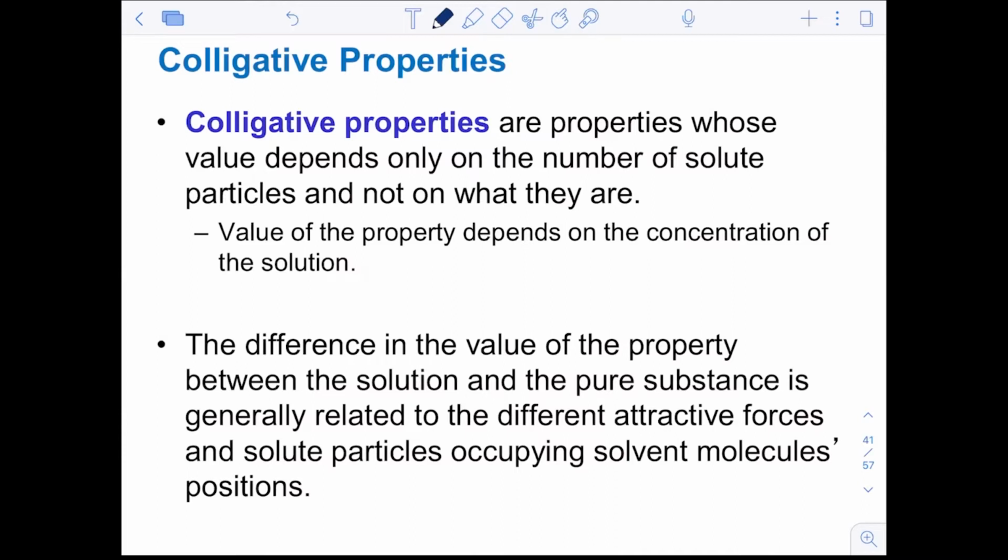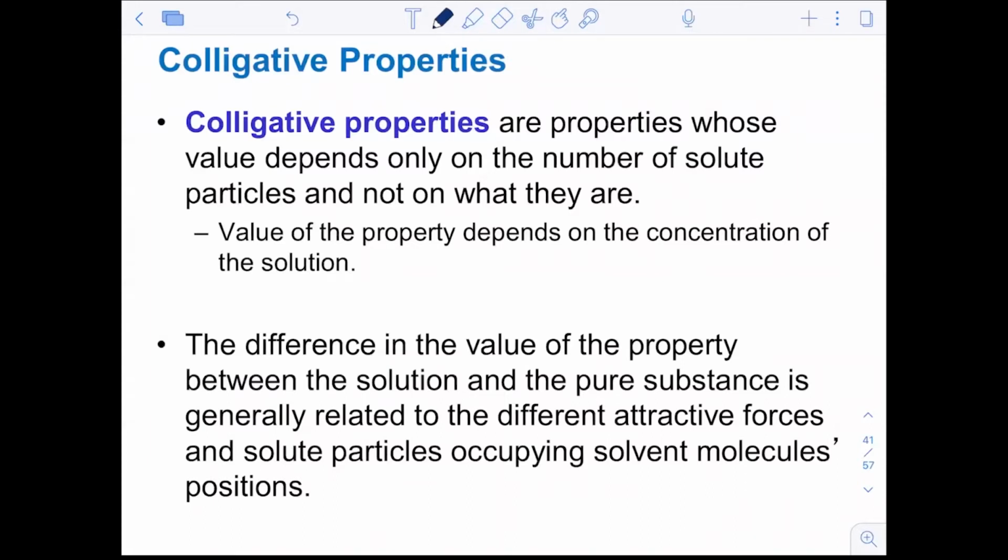The higher the concentration, the more amount of solute you have, and therefore a greater effect on these colligative properties. The difference in the value of the property between the solution and the pure substance is what we are going to be focusing on. What was the pure solvent looking like? And now that we've added a solute and made a solution, what's the new property of the actual solution look like? And compare those two, all right?